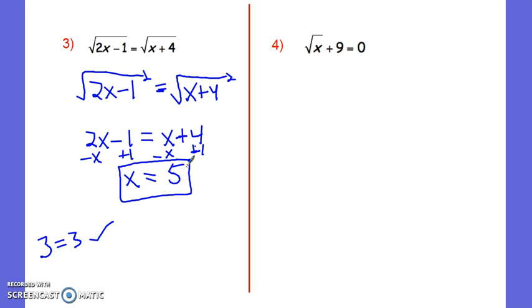Now the equation at the right seems fairly basic. However, it has a very large twist to it. If I take the square root of x equal to negative 9, then we square both sides.